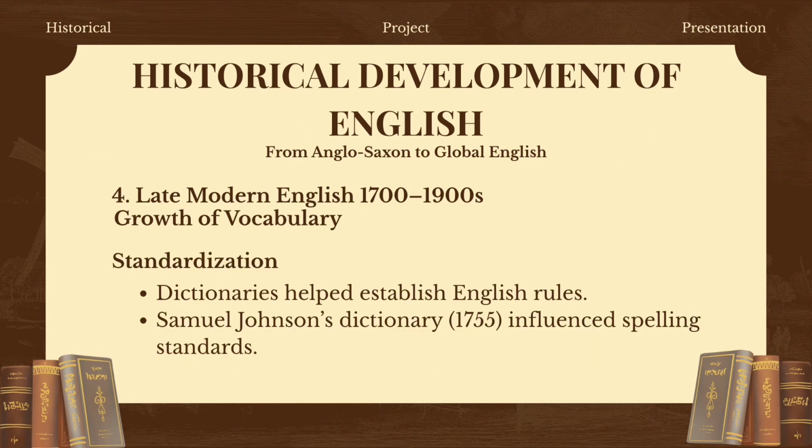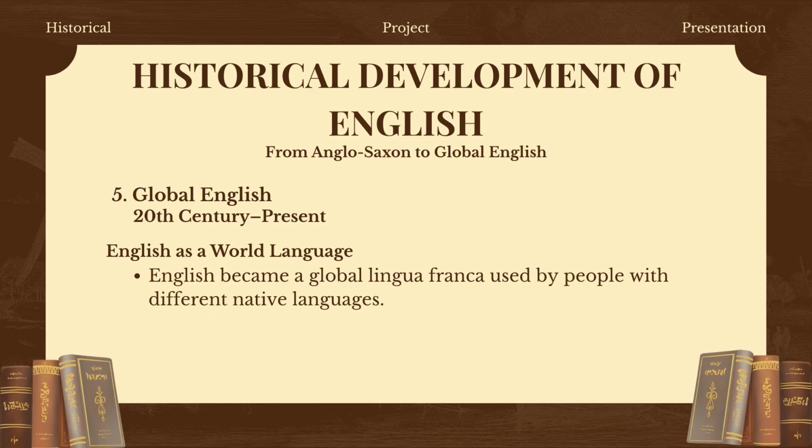Standardization. So during this period, yung mga dictionaries became important in establishing English spelling and usage rules. So one example is Samuel Johnson's Dictionary. It was published in 1755. So it influenced the spelling standards. Okay.